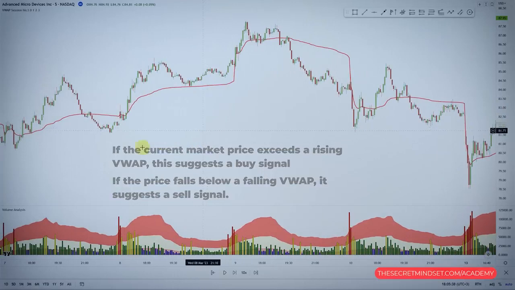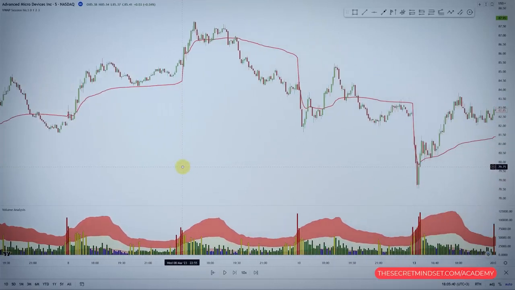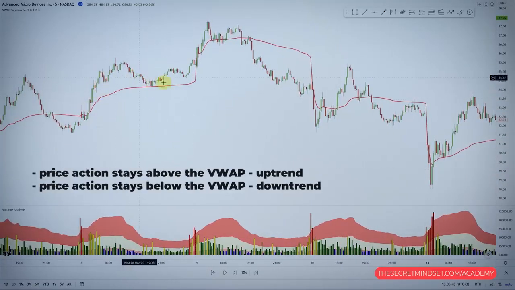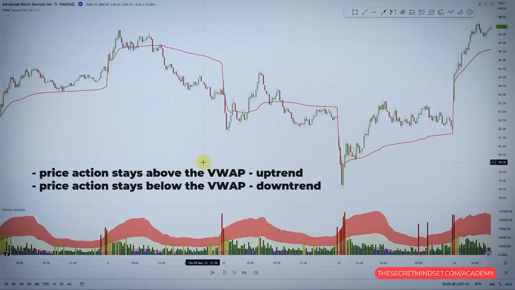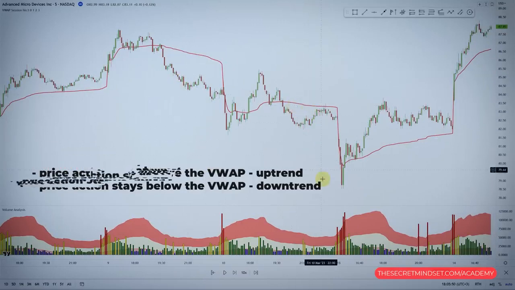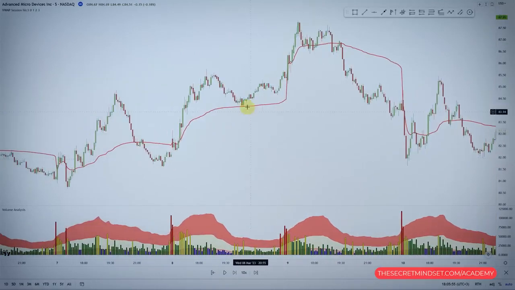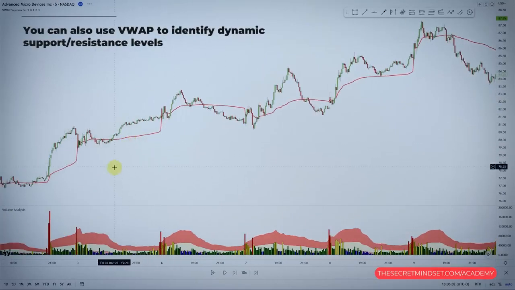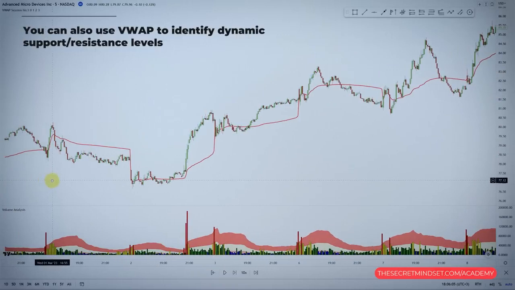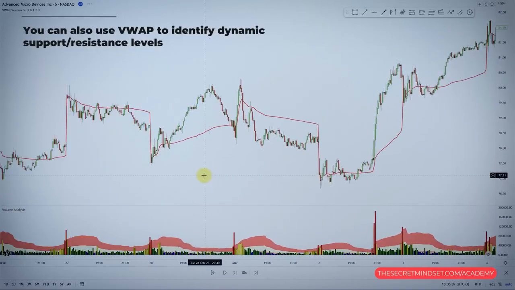VWAP can also be used to detect trends and changes in price. If price action stays above the VWAP, this signals that the price is in a general uptrend. If price action stays below the VWAP, this signals a general downtrend. And using VWAP to identify support and resistance levels can be another useful function in day trading. You can use VWAP to identify dynamic levels and buy when price retraces, testing the level, and sell when price rejects a dynamic resistance area.